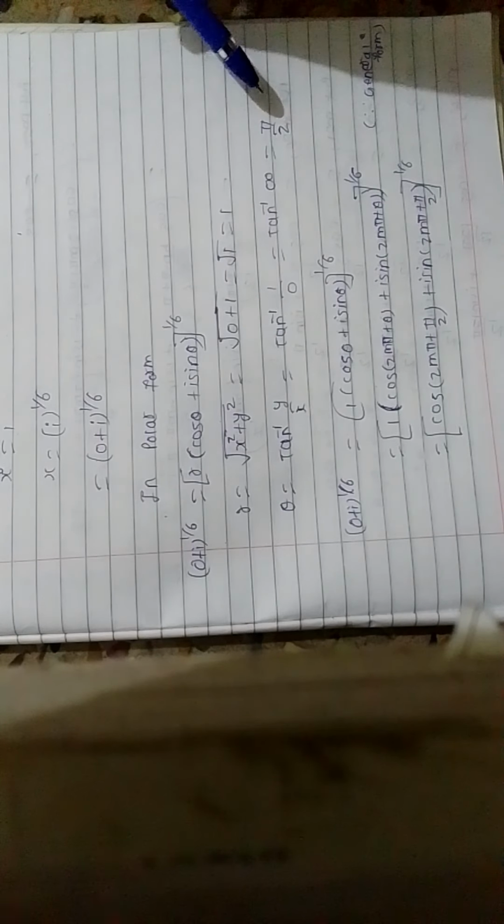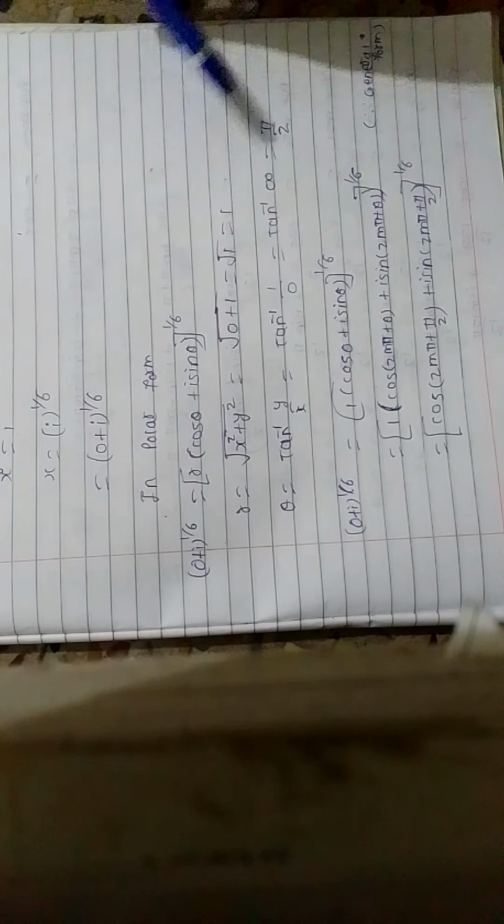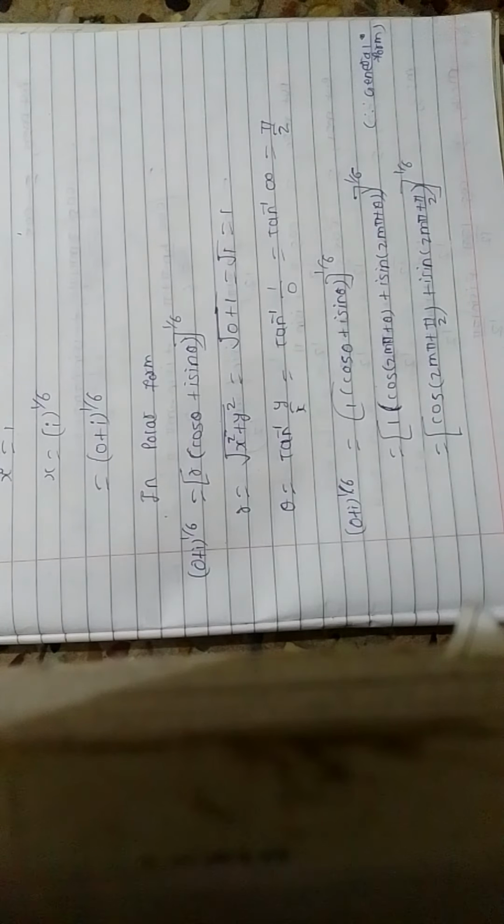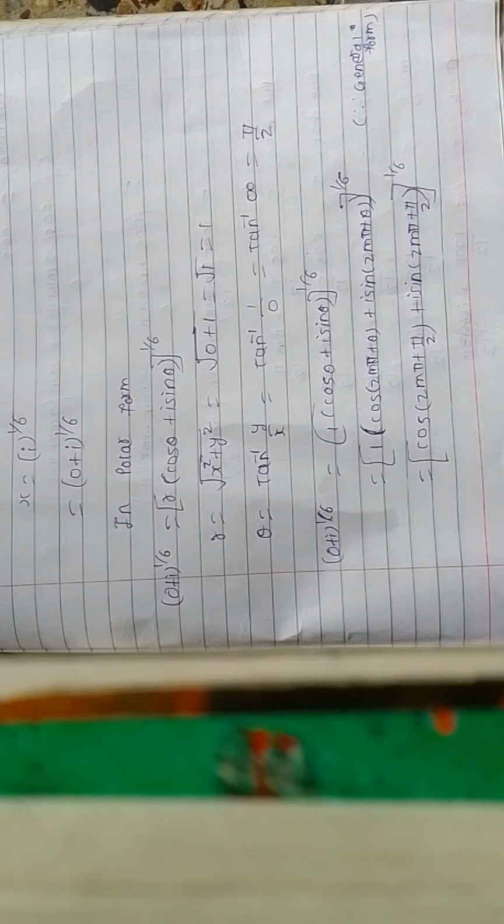But before putting this value into this, we have to apply the general form, and the general form is 2m pi plus theta, and 2m pi plus theta, and then put the value of theta, that is pi by 2. After putting the value of theta, the theta value is pi by 2.